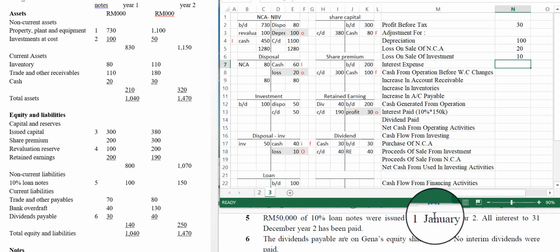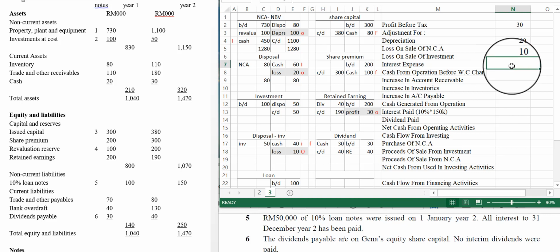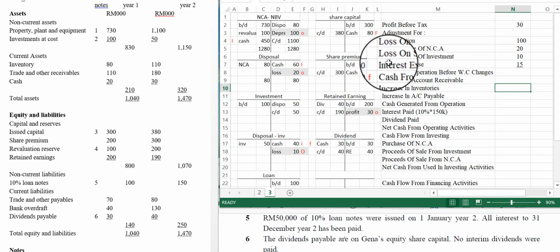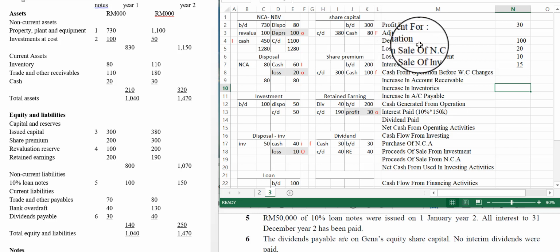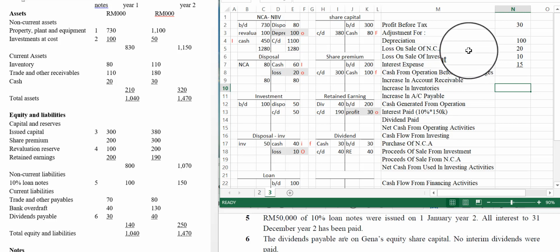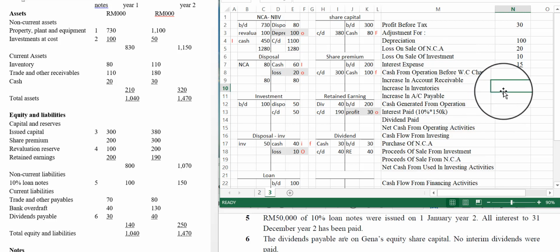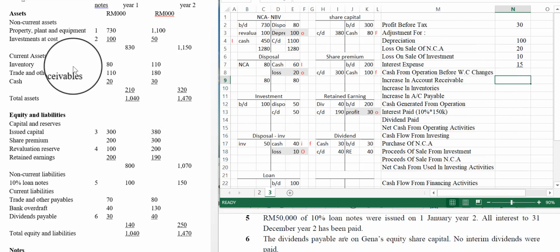So basically your interest expenses should be 100,000 plus the 50,000 times 10%. So you should have 15 for your interest expenses. Now 15 previously you minus, so now you have to add back. All these losses previously you minus in your income statement, but now you have to add back, including depreciations. Why do we add back? Because all this is a non-cash item. So we have to add back for non-cash items, and later on we only adjust for the cash items.